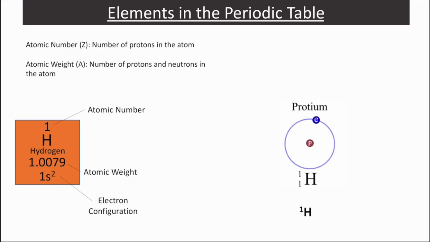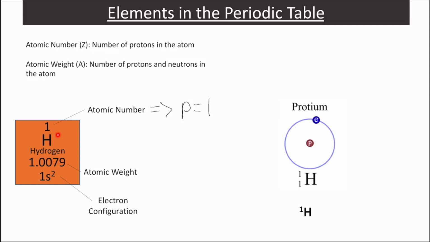Let's go over some definitions for elements in the periodic table. For each element in the periodic table, we will get quadrants like this here, which contains information about the element. The first one is a whole number, defined as the atomic number. This is a letter Z and is the number of protons in the atom. For the case of hydrogen, this has one proton.